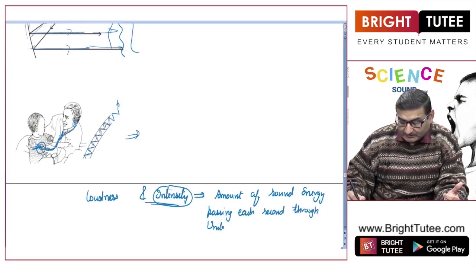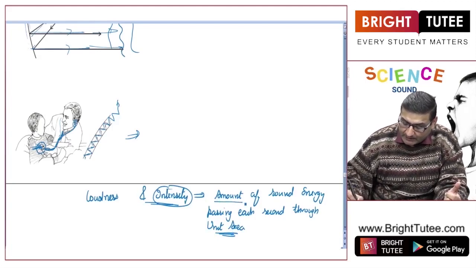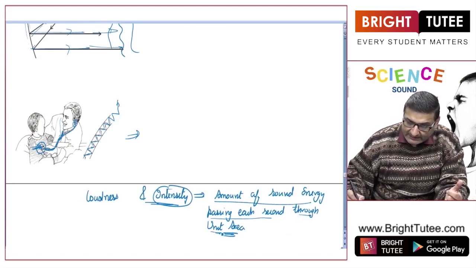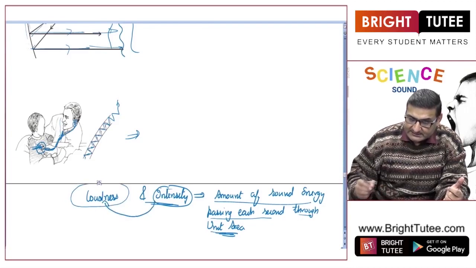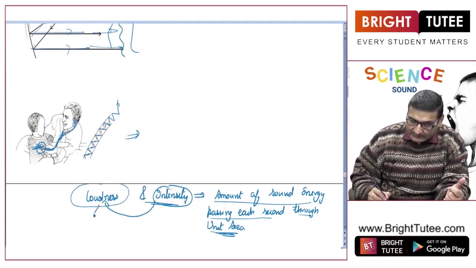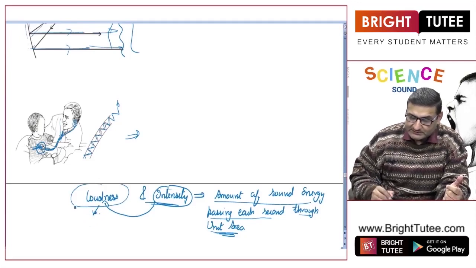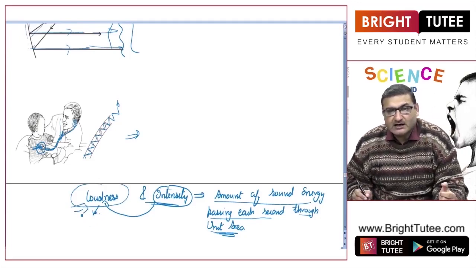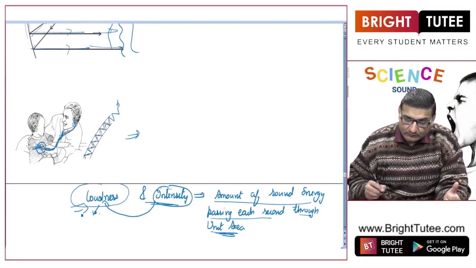I repeat, when I talk about the intensity of the sound, I am talking about the amount of sound energy that is passing each second through unit area. Sometimes we relate this intensity with the loudness, but they are not the same, because what is loudness? It is the measure of the response of the ears to the sound, right? How our ears are responding to the sound.